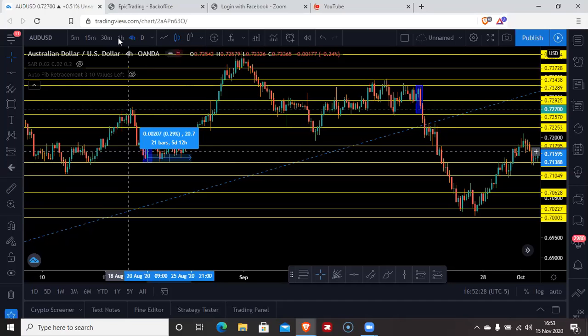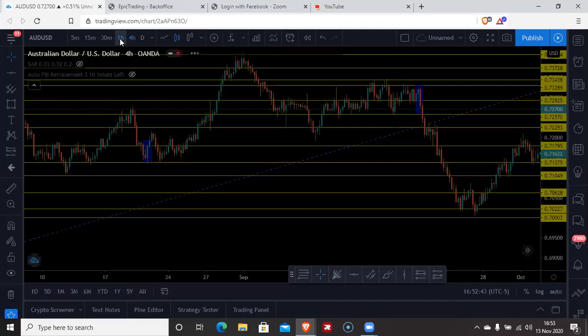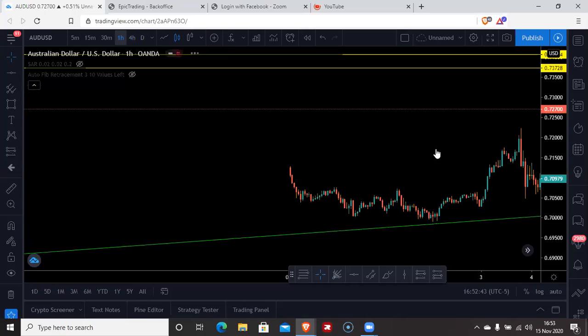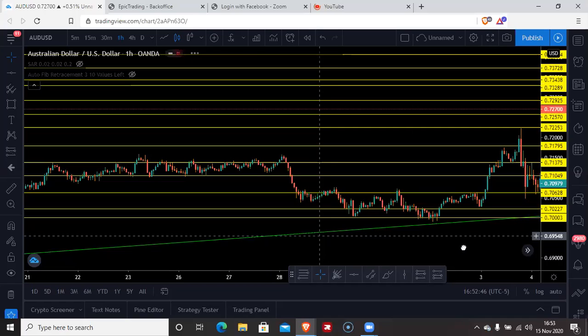So then we drop down to the 1 hour. So that's an example of engulfing candles. I hope you're taking notes, writing it down. I know I'm kind of running through it fast. And then you just drop down to the smaller time frames to look for your entry. It just depends on what type of trader you are as to what time frame you want to enter.